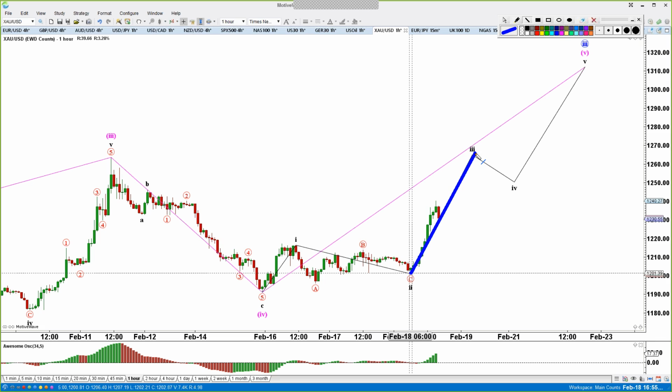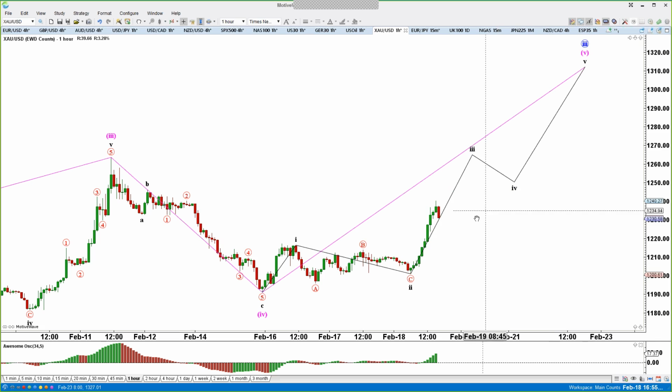wait for the end of this wave 3 and then trigger again after the wave 4. That would be my advice. If you're day trading, you can try during London to be part of this wave 3. That is just in the middle. So that's going to be the plan for gold.